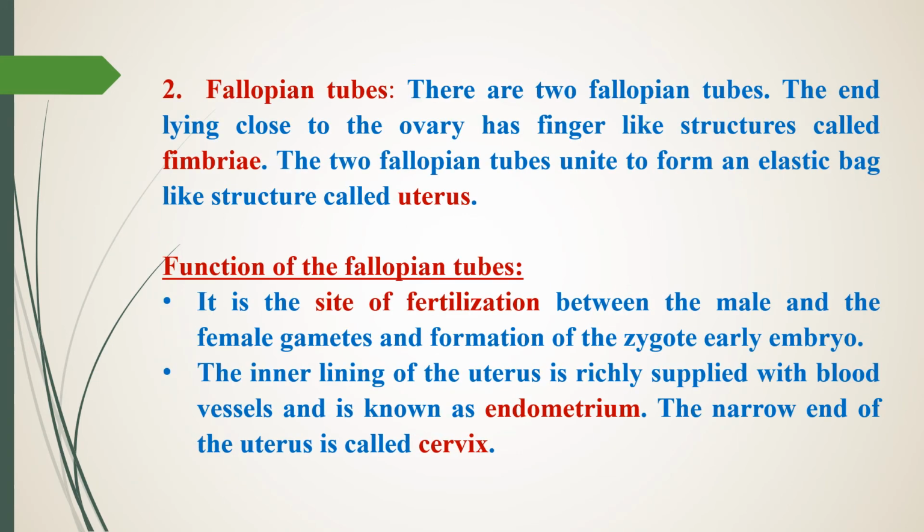Second part is the fallopian tubes. They are the two fallopian tubes. The end lying close to the ovary has the finger-like structure called the fimbriae. The two fallopian tubes unite to form the elastic bag-like structure called uterus.